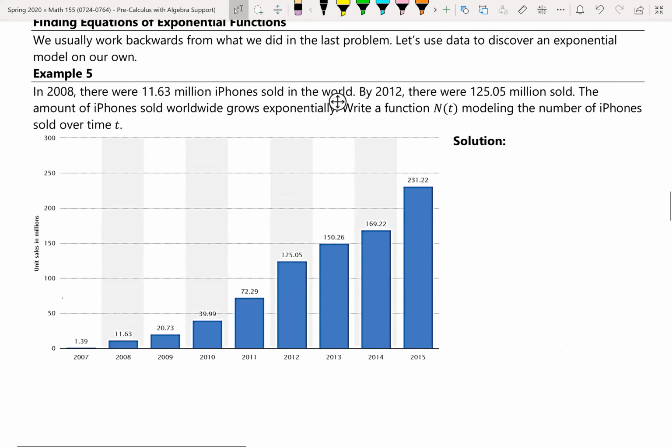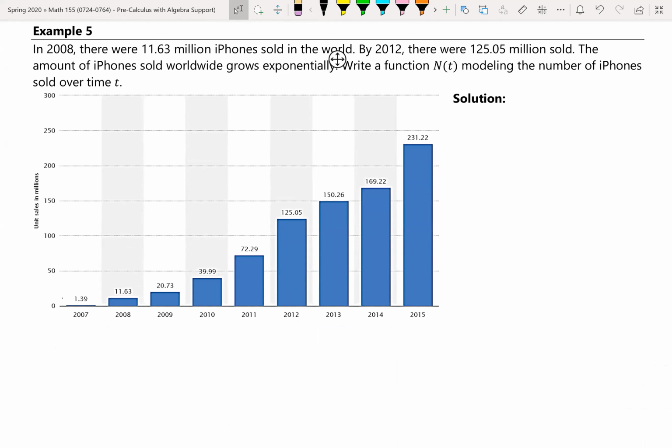The next example, we sort of have to semi-work backwards. In 2008, 11.63 million iPhones were sold in the world. By 2012, 125.05 million were sold. They grow exponentially, right? We want to find an exponential function that calculates this pretty well.